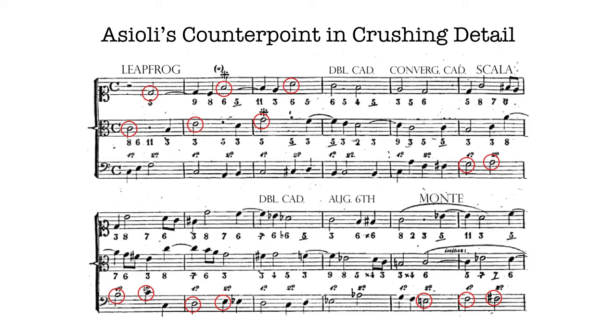Then there's a double cadence, a converging cadence, and then a scalar pattern, as you see the circled notes in the bass. Another double cadence, an augmented sixth, then the monte pattern.